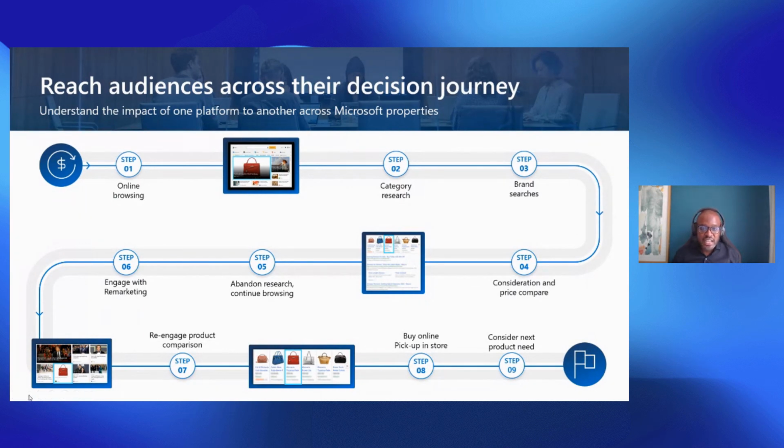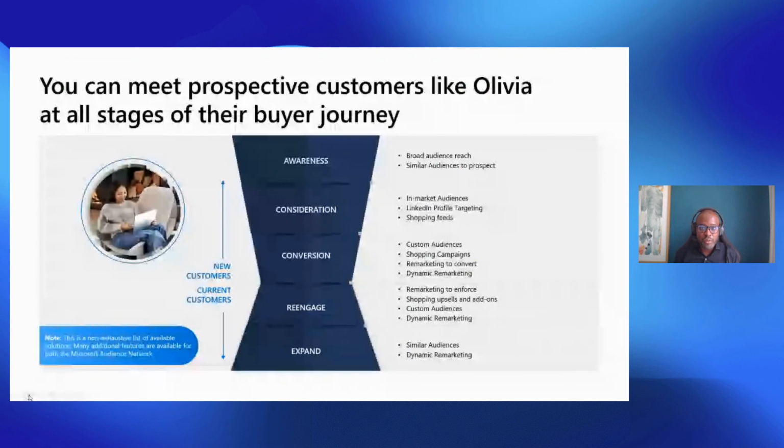Moving on to the next slide, you can meet prospective customers like Olivia at all stages of their buyer journey. With the rich, privacy-compliant consumer insights, we have a better way to reach Olivia across her research journey. So when someone like Olivia visits MSN, Outlook, Edge, or other partner sites, we can serve her an audience ad, layering on the right targeting to meet her at the right moment.